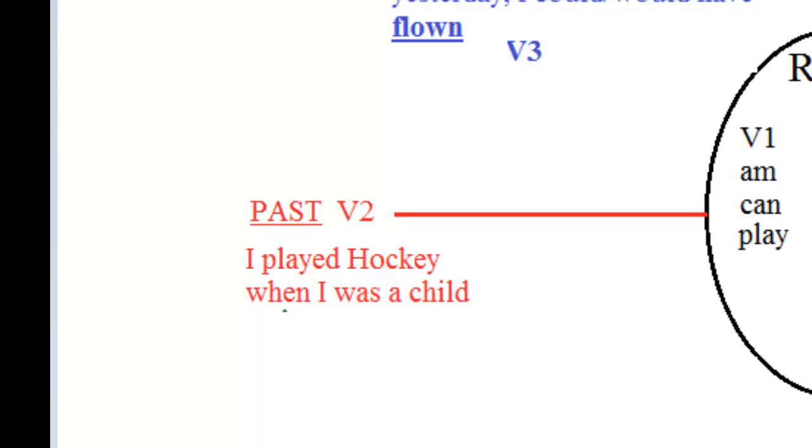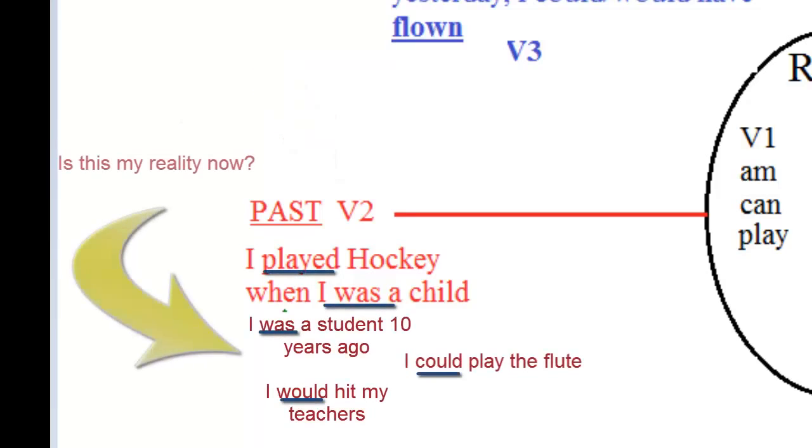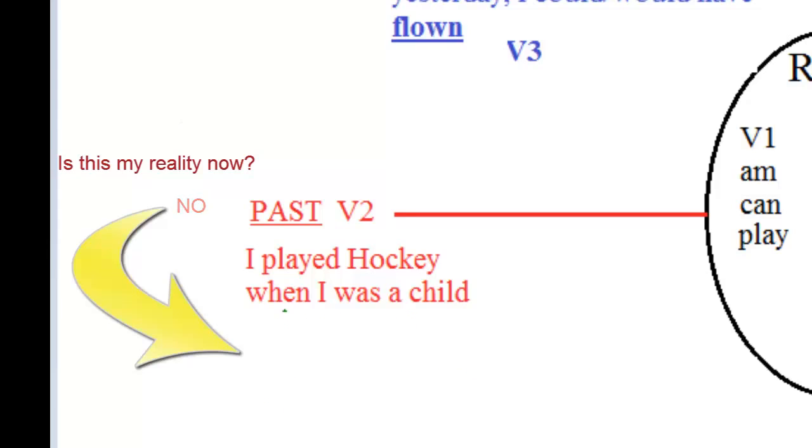Here we see that we have verb 2 for the past. So verb 2, for example, I say I was a student 10 years ago. Was. Am I a student now? No. I could play the flute when I was a child. Can I play the flute now? No. I would hit my teachers in elementary school. Would. But do I hit my teachers now?